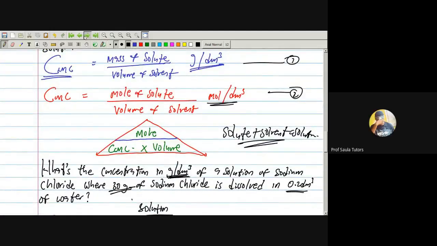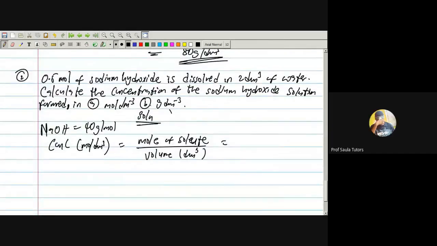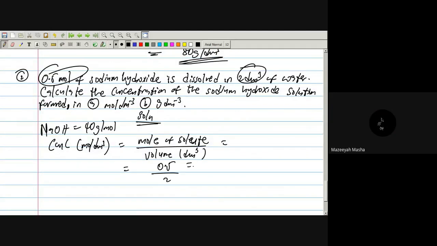All right, so let's go. What's the mole here? 0.5, divided by what's the volume? 2 dm cubed. So 0.5 divided by 2. What do you have? 0.25 mole per dm cubed. And don't forget, we also need to calculate the concentration in gram per dm cubed.